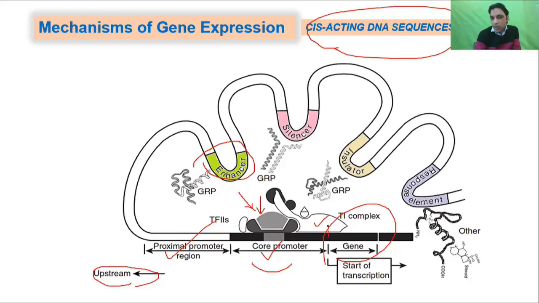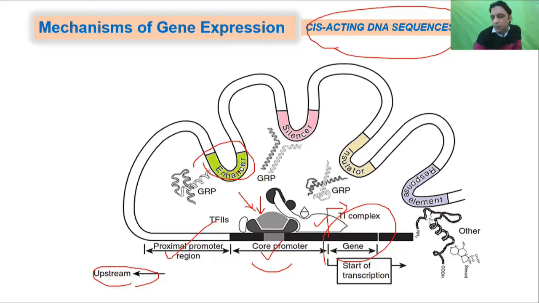The gene starts from here. And then there is a core promoter region, then there is a proximal promoter region, and so on. And then after a long time, far away, there is a sequence called the enhancer.